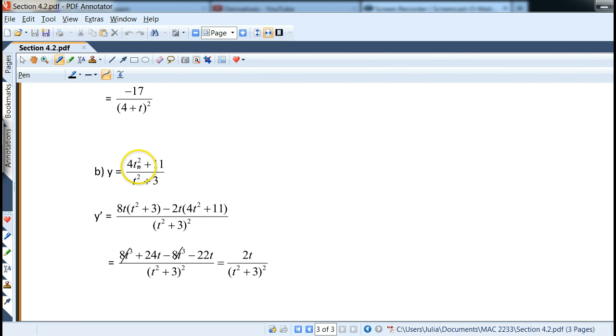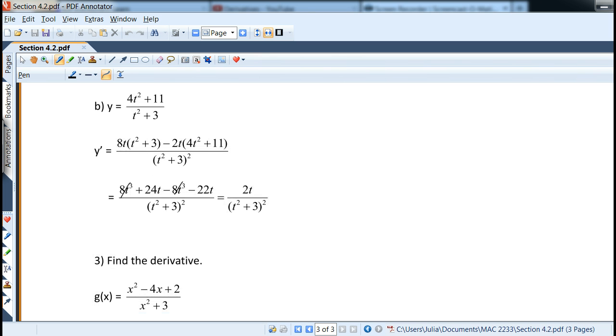And then the derivative of the numerator, that's 8t times t squared plus 3. And then derivative of the denominator, so it's minus. Derivative of denominator is 2t times 4t squared plus 11. Again, we distribute. 8t cubed happens to cancel. So we end up with 2t over t squared plus 3 squared.